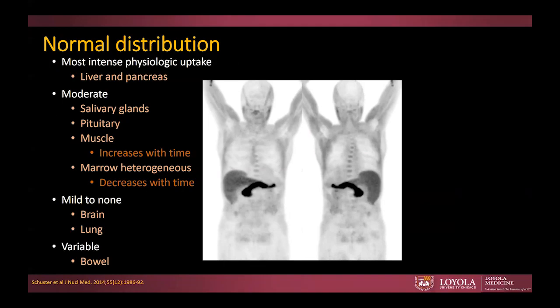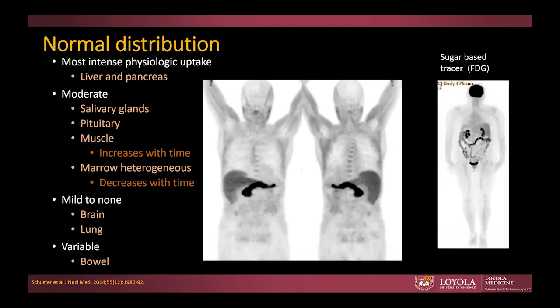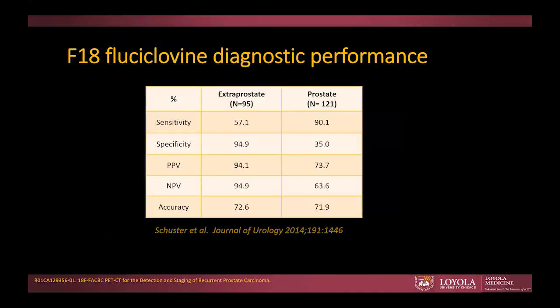You can see how there is more uptake in the skeletal muscles in the upper body, and that's because we start imaging within the pelvis and we go up to the chest, and the uptake is increasing within the muscle with time. It is much different than FDG, and you do want to be familiar with the distribution of those tracers because that can come across your boards.